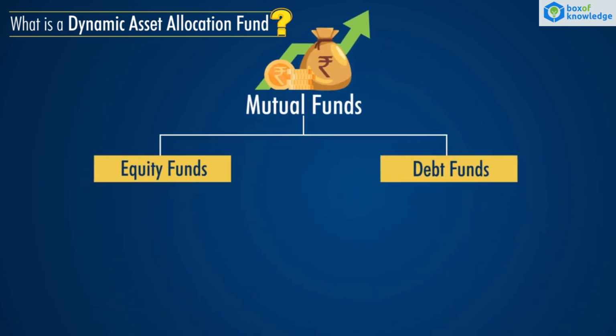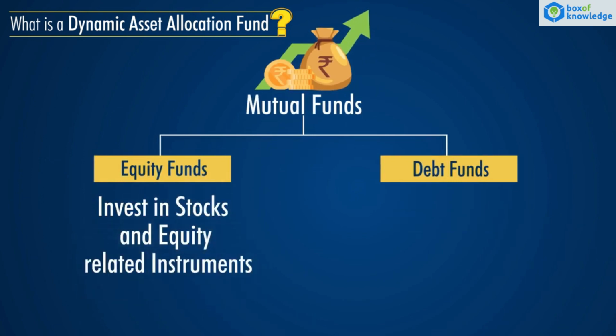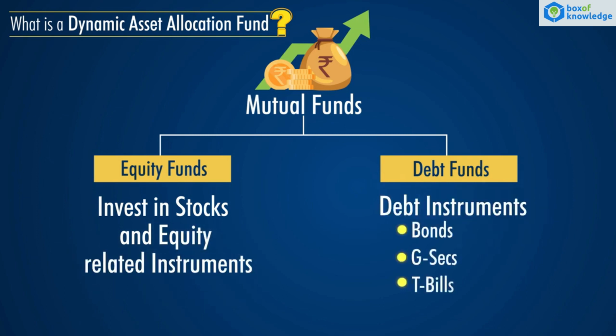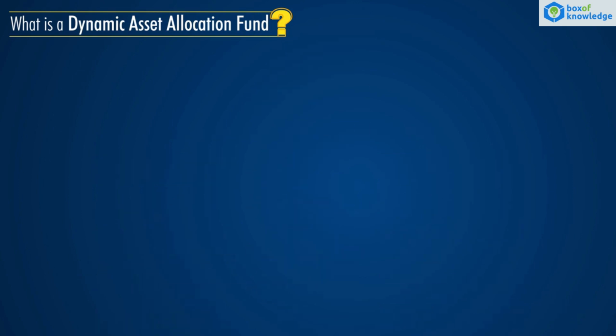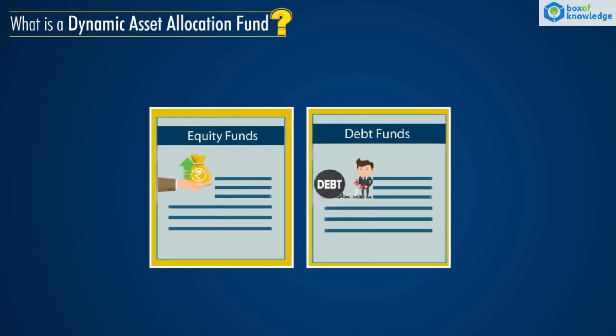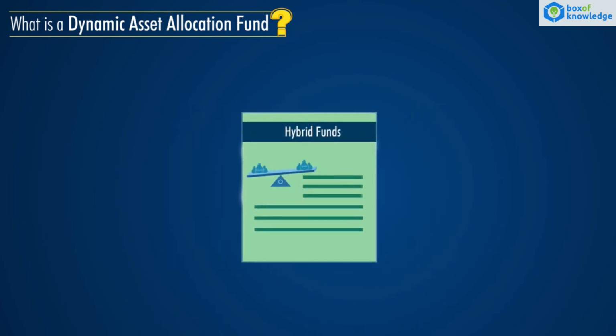Equity funds are those funds which invest their corpus in stocks and equity-related instruments, whereas debt funds are those funds which invest in debt instruments such as bonds, G-Secs, T-bills, and money market instruments. But funds which invest their corpus in a combination of equity and debt instruments are known as hybrid funds.